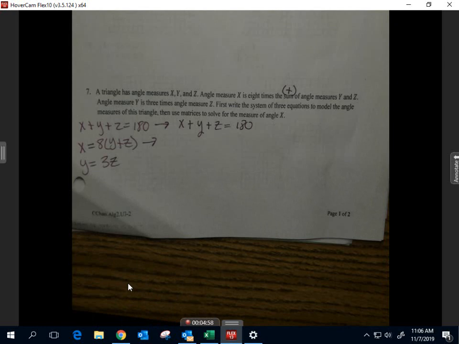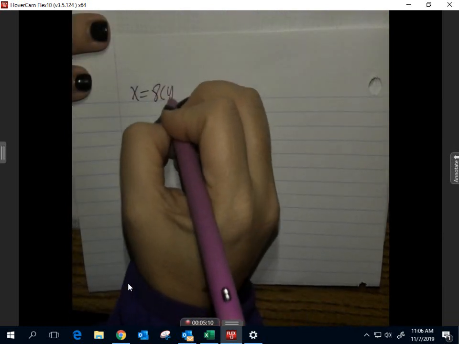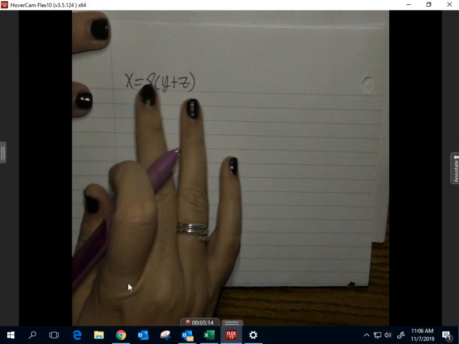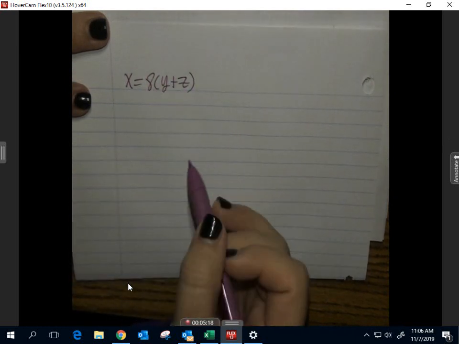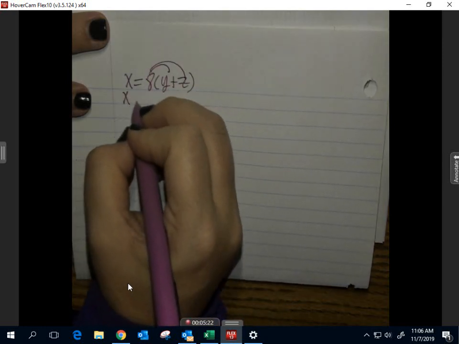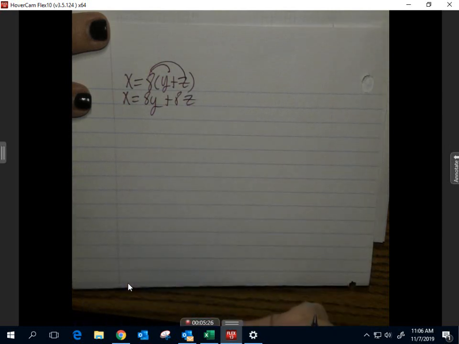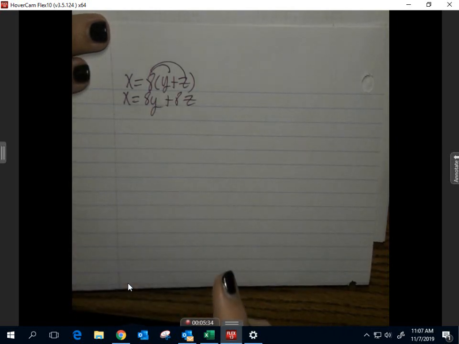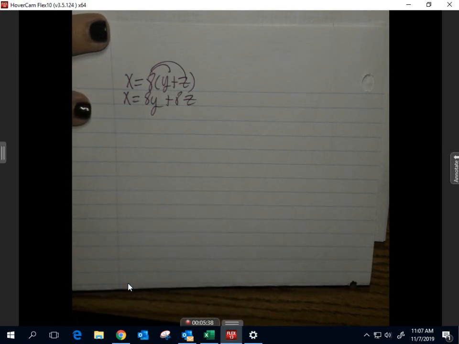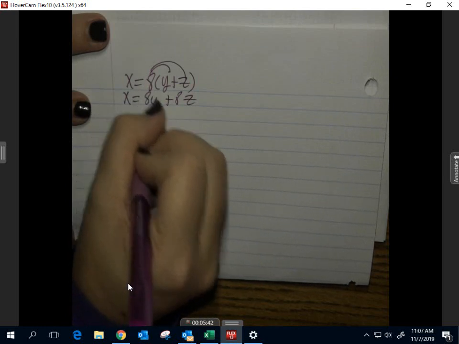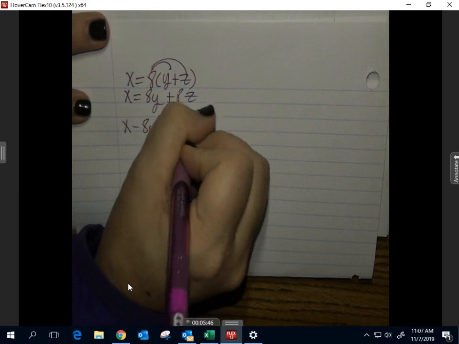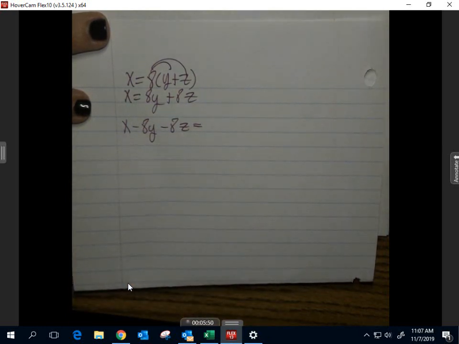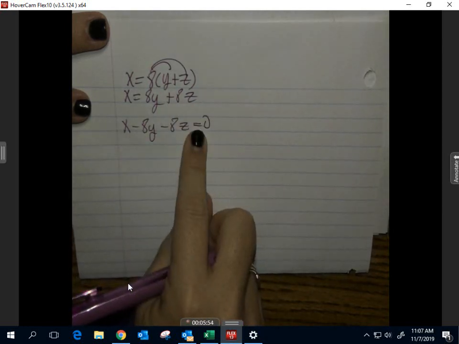Because I don't have a lot of room here, that's why I'm doing this on another sheet of paper. I'm going to take that x equals 8 times y plus z. Well, first of all, what would I do to simplify this side? Yeah, the distributive property. So I have x equals 8y plus 8z. Now, what am I going to do to each of these terms to get them over to the left-hand side? I'm going to subtract them. I'm going to put them in alphabetical order, x, y, and z. So it's going to be x minus 8y minus 8z. What's left on the right-hand side of that equal sign? 0. So that's the equation I'm going to write down.